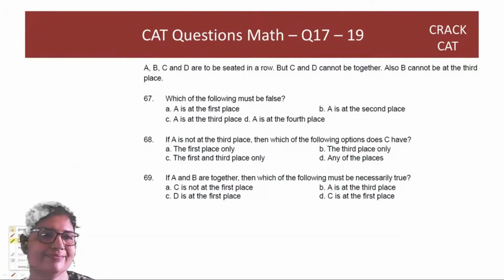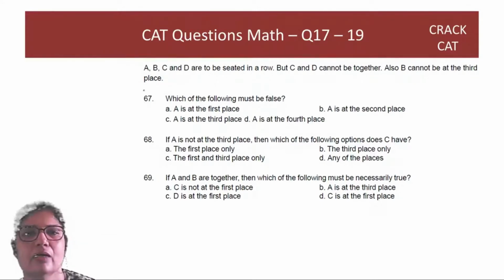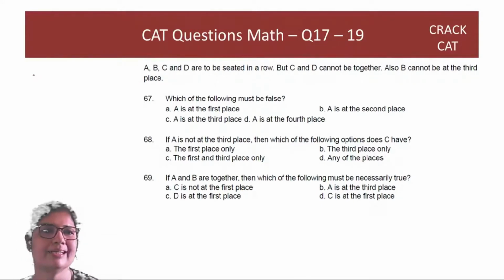17 to 19. A, B, C, D are to be seated in a row, but C and D cannot be together. Also, B cannot be at the third place. So, C and D cannot be together. Let's look at all possible cases. C and D are completely apart.